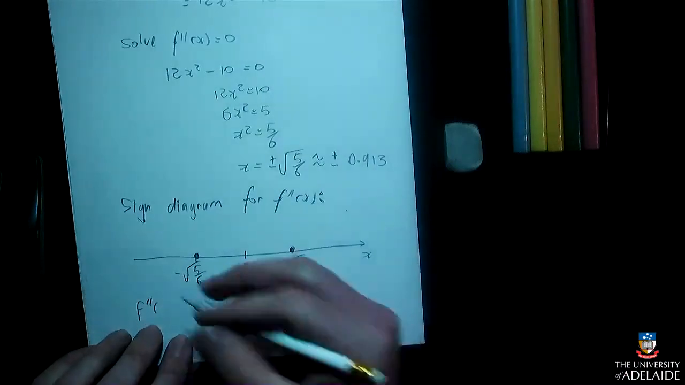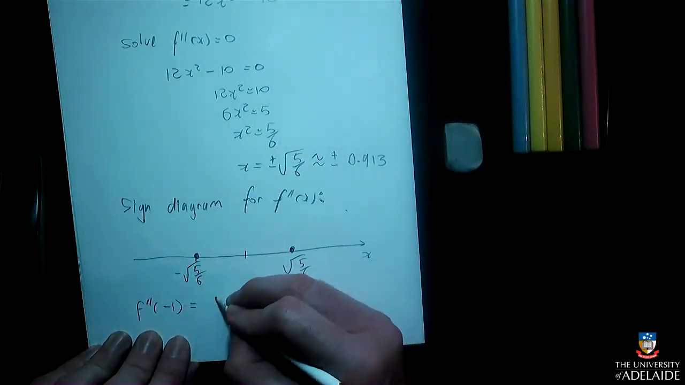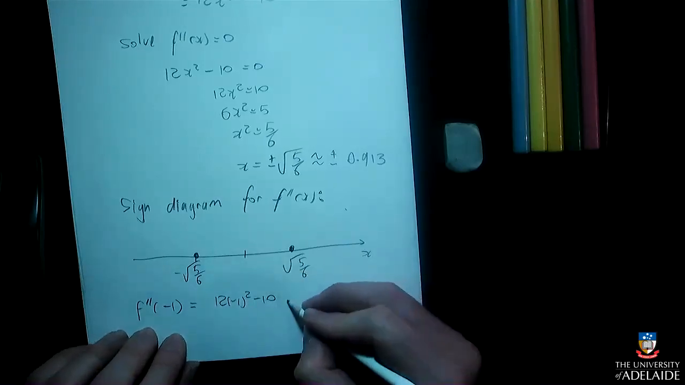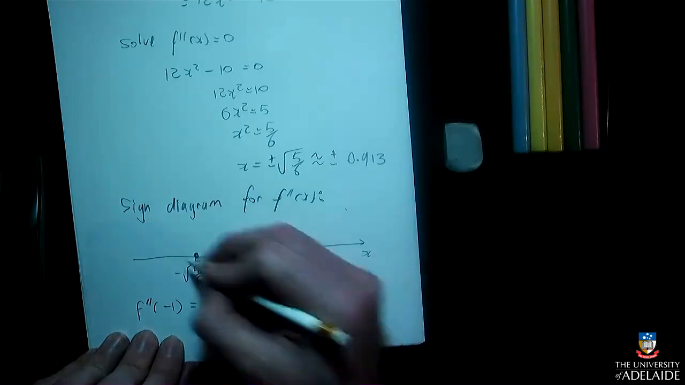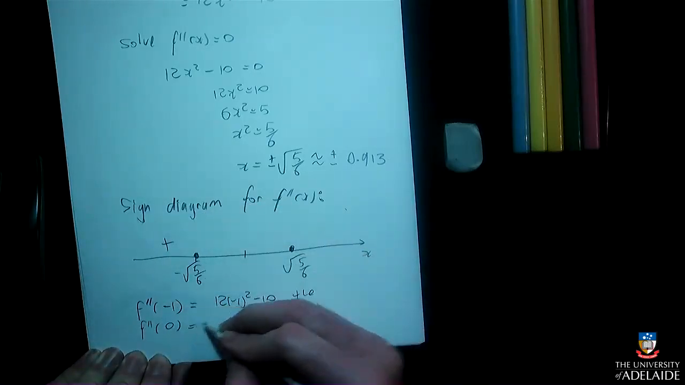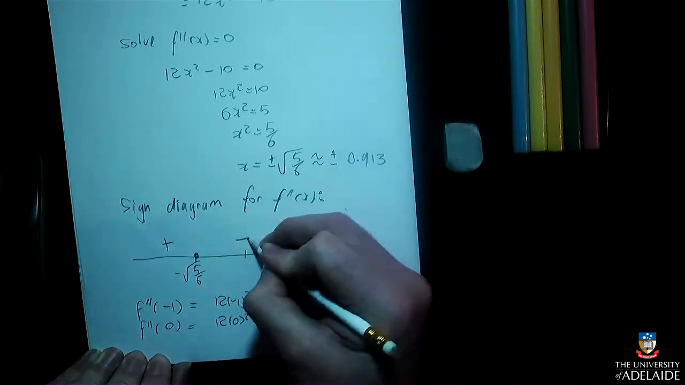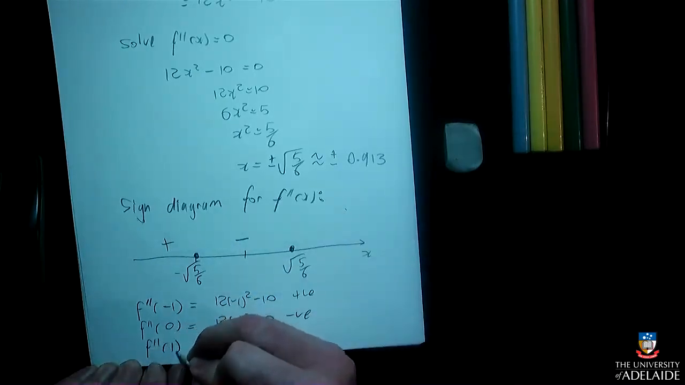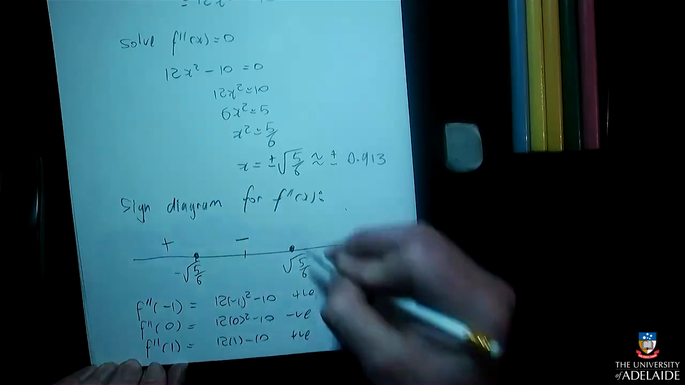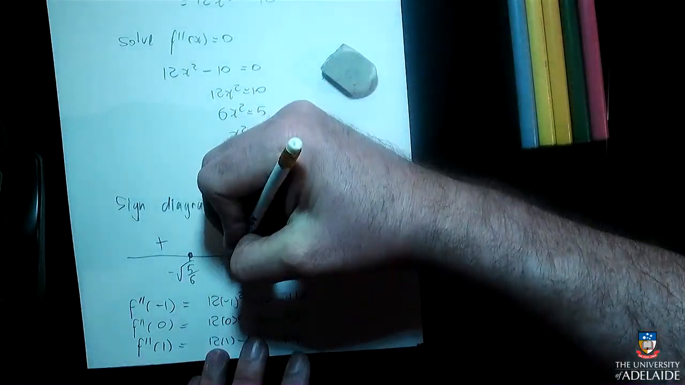Okay, so we can go to minus 1 because that's definitely less. And 12 times minus 1 squared minus 10 would be 12 minus 10, which is positive. And f double dashed of a number in this zone is 0, which would be 12 times 0 squared minus 10, which is negative. And f double dashed of 1 would be 12 times 1 minus 10, which is positive. I might just remove that mark.